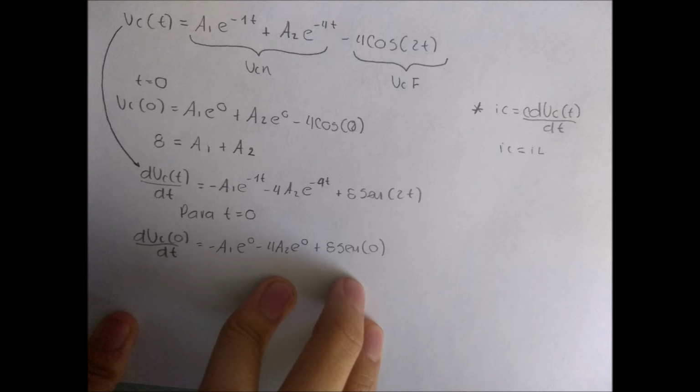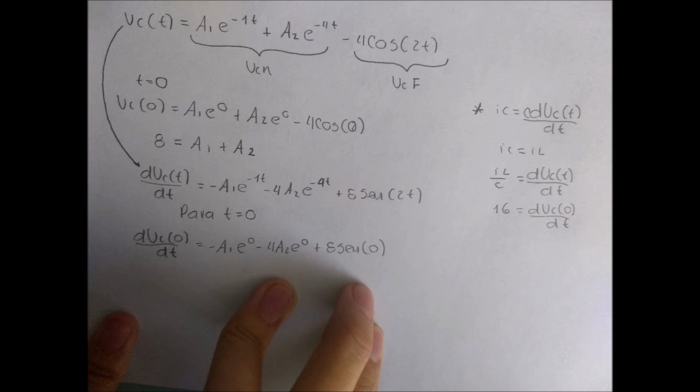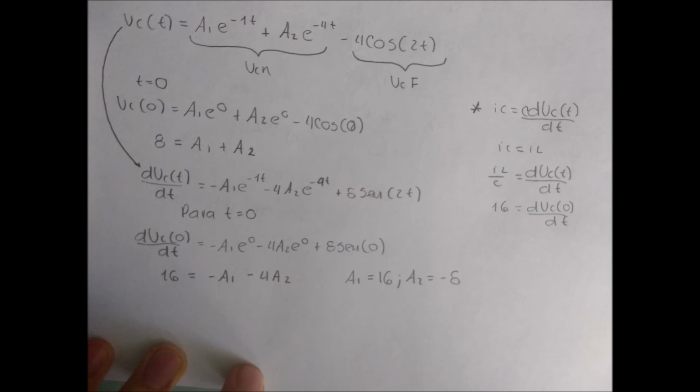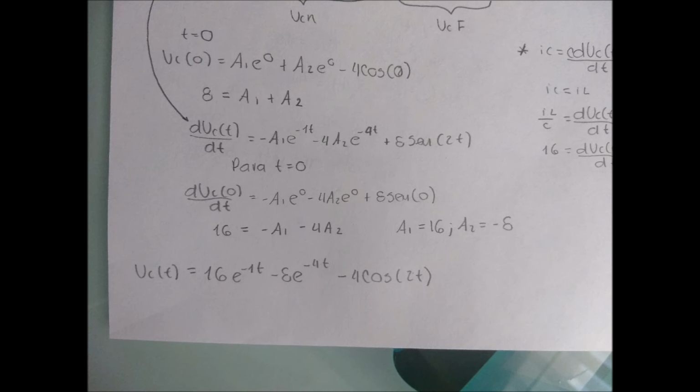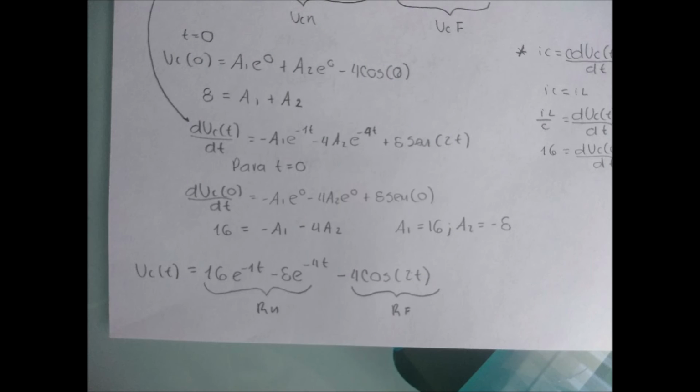A new term appears, vC'(0), but it can be replaced with the first equation of the exercise. We return to the equation evaluated at 0 and find the second equation. We have two equations with two unknowns. We solve them and find our constants. We rewrite the general equation and end the exercise by finding vC(t).